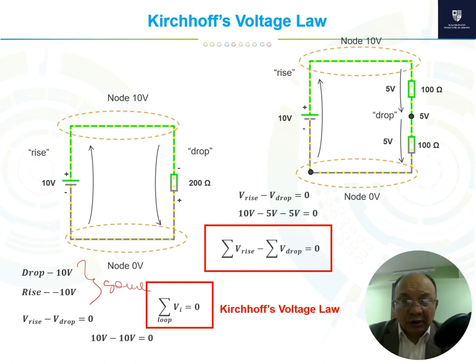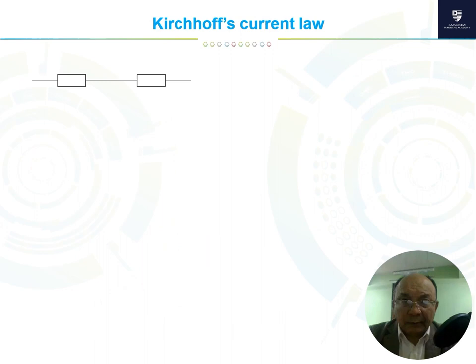Now let's proceed to the Kirchhoff's current law. For this part, we have two resistors, and between the resistors there is a node which connects these two resistors. And the Kirchhoff's current law is more like the law of conservation of charge. So the charge is never stored in one point. It's always going through this point. So we say the charge going into this point is equal to the charge going out.